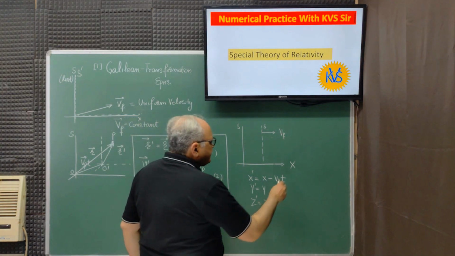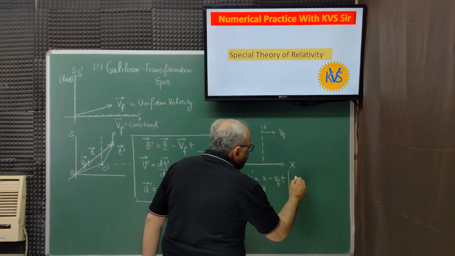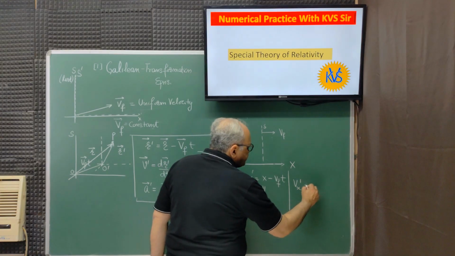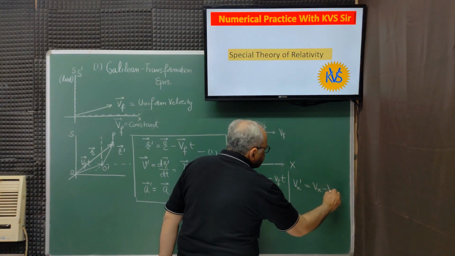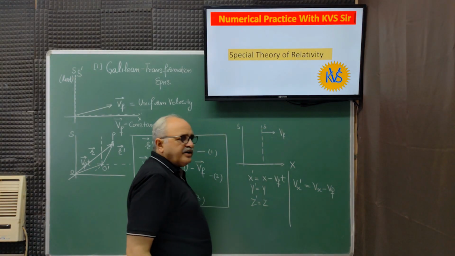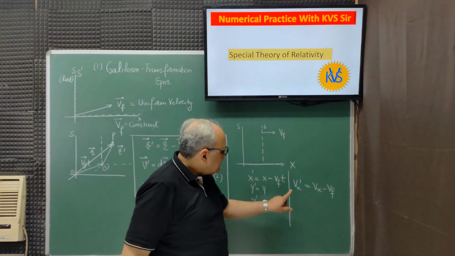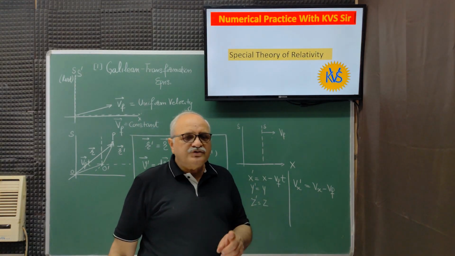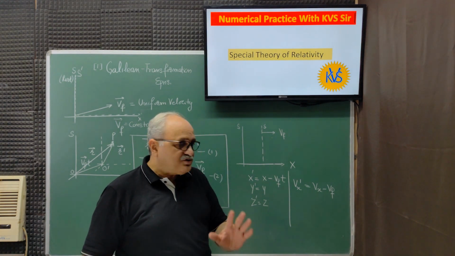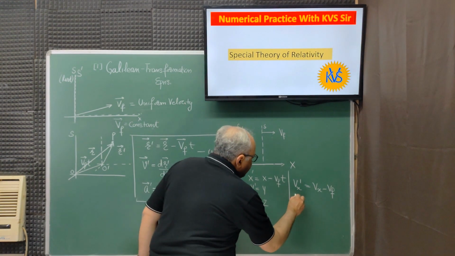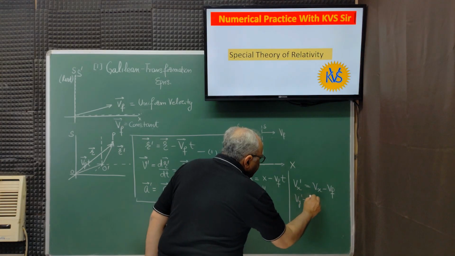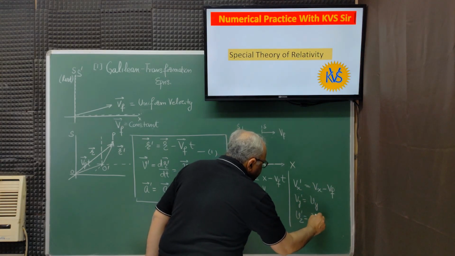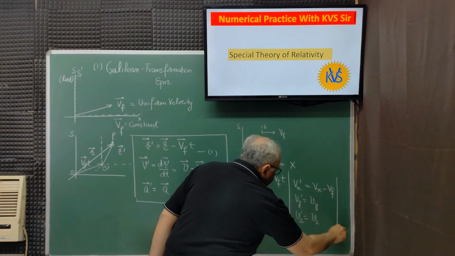Further, if I go for the velocity, this is v dash along the x-axis, let me call this as vx dash. This is going to be vx minus vf. Here it is very important to note that these are the velocities of the particle and vf is the velocity of the frame. Right? This must be very, very clear to you. And if you go for the y component of the velocity, it is going to be the same. Similarly, the z component is also going to be the same.